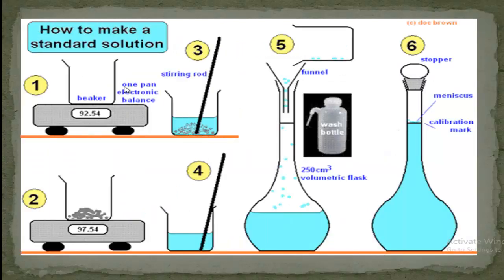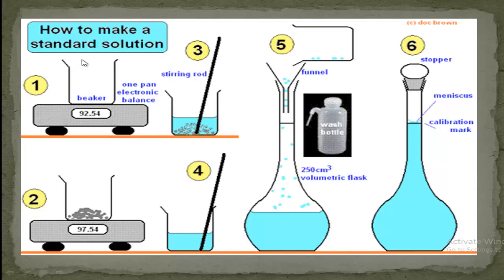Now follow the preparation process of a molar solution. At first, if we want to make a molar solution, then through calculation we have to determine the amount of solute, and we have to measure that amount of solute this way.